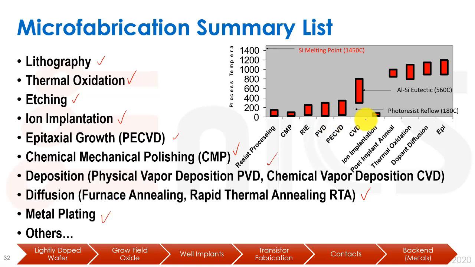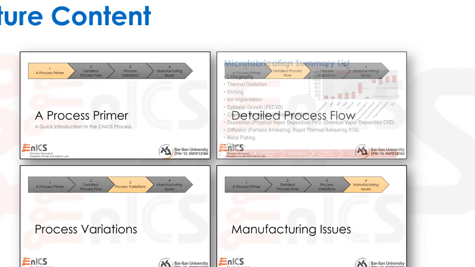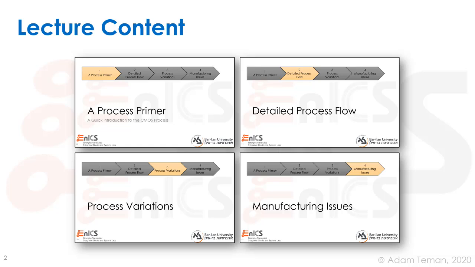And you see the different steps here and the temperatures that they're run at. This is something we have to pay attention to, because we can't do any step before any other step; we have to make sure that we don't ruin the previous steps, for example, because of the temperatures that we have there. So that was it for our detailed process flow, and in our next section we'll discuss process variations.